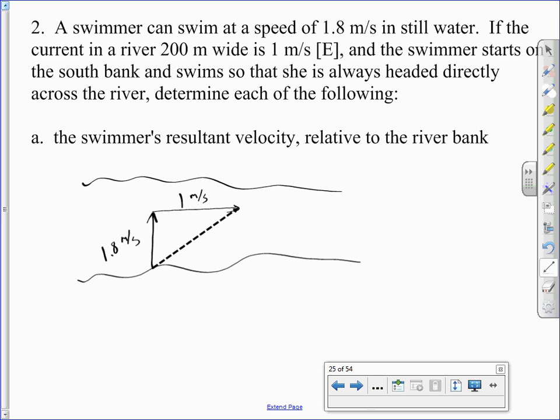So without reading a heck of a lot into the question, I'm going to go ahead and find the value of that using Pythagoras' theorem. So 1 squared plus 1.8 squared. Yes, I used my calculator for 1 squared. I am still waking up this morning. Square rooting that, I got 2.06 meters per second.